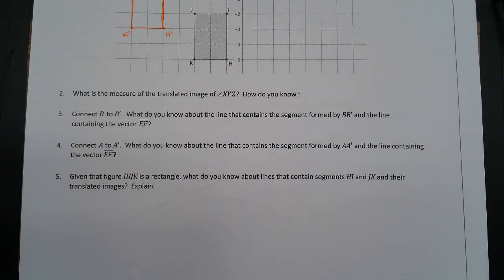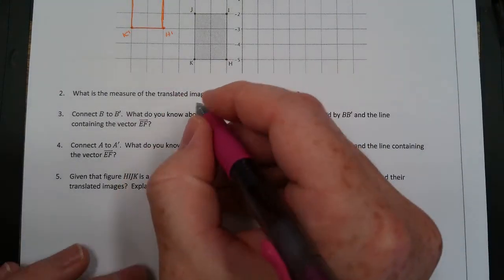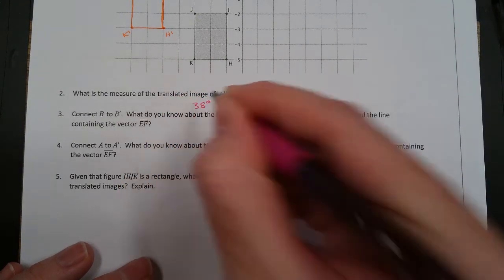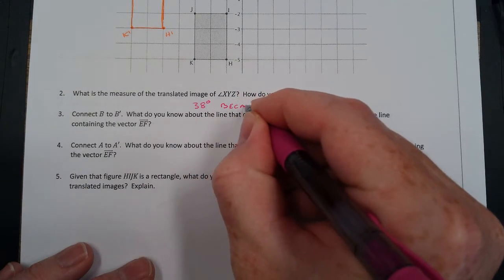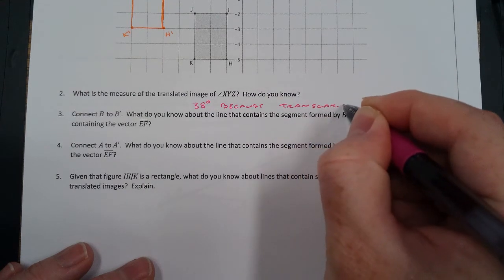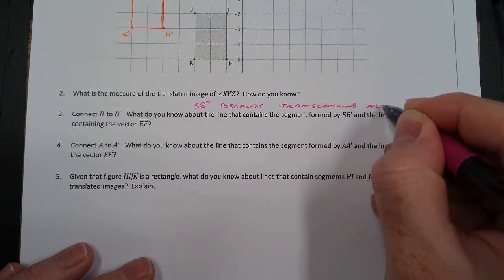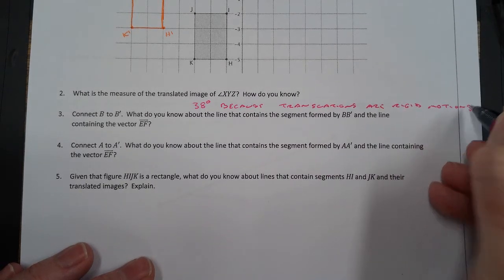Oh, well, number 2 we already answered. What is the measure of the translation image of angle XYZ? It is 38 degrees. And you should write now, because translations are rigid motions. They do not change size or shape.